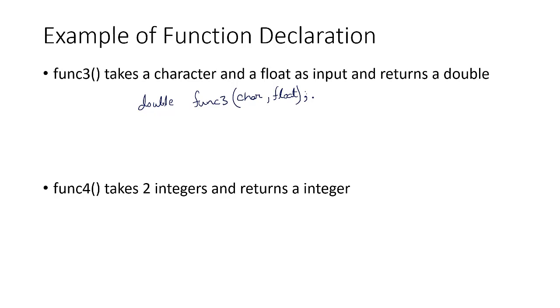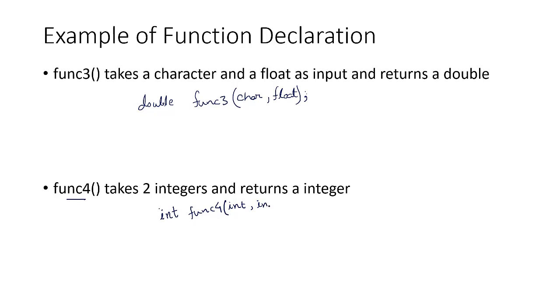And the last one is func4, which is taking two integers as input and returning an integer, similar to the add function. The return type is integer, the name of the function is func4, and it is taking two integer values as input.